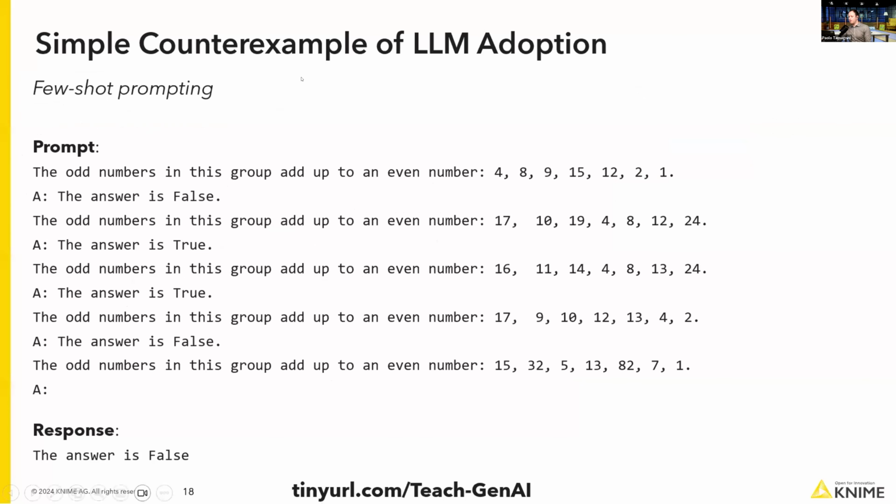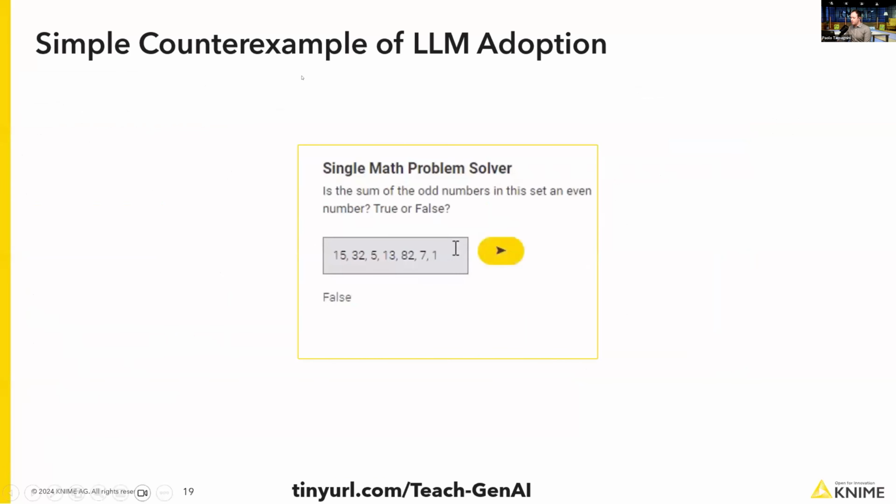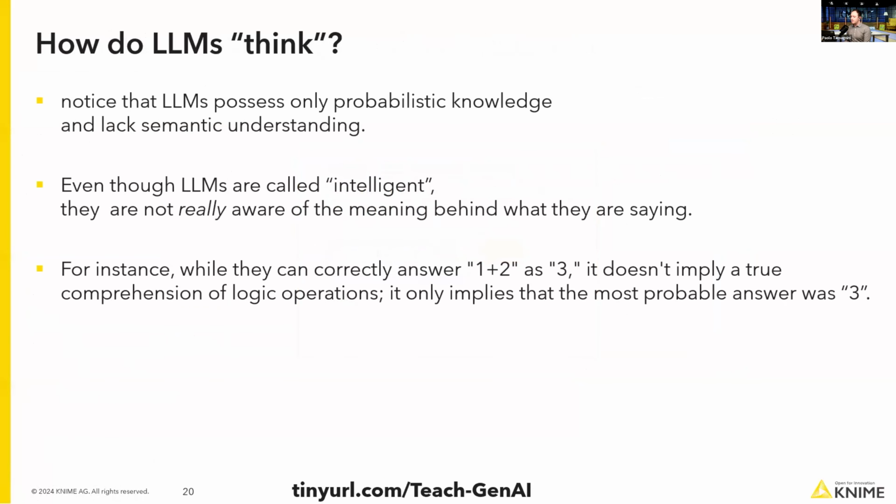Well, all right. So again, will this work? No, it didn't work, right? So how do LLMs think? LLMs possess only probabilistic knowledge and lack semantic understanding, right? So they are basically called intelligent, but they're not really aware of what they're saying.